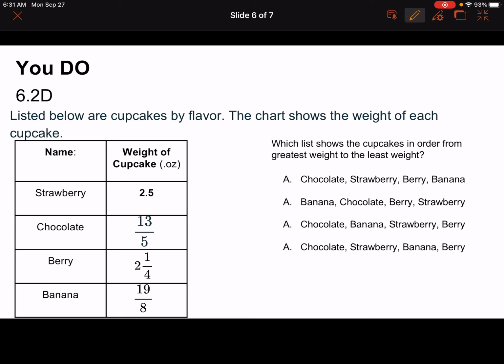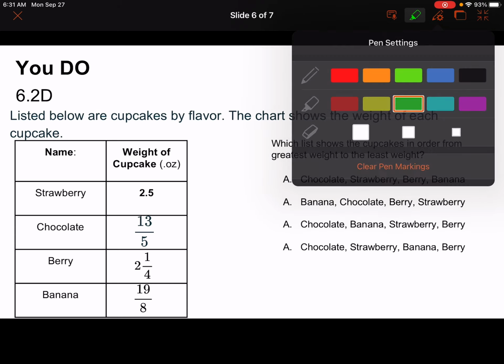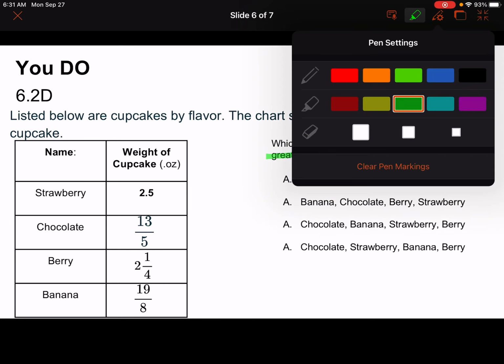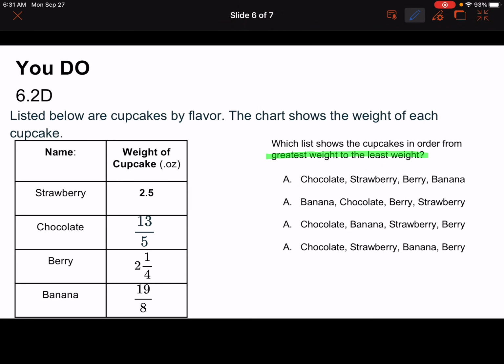Okay, so now let's go over it. We've got the list below of cupcakes by flavor. The chart shows the weight of each cupcake. Which list shows the cupcakes in order from greatest to least? So we've got greatest to least. Again, it's descending order.